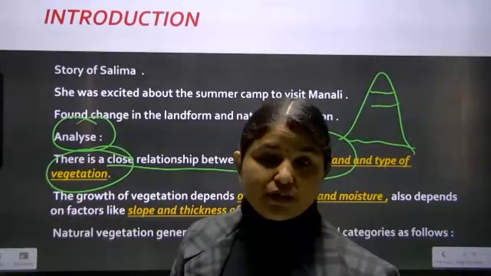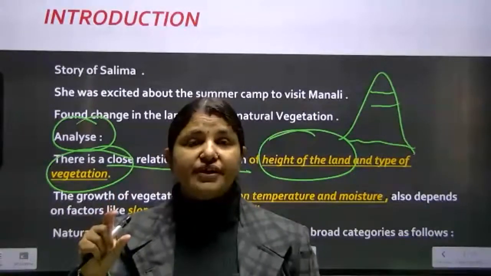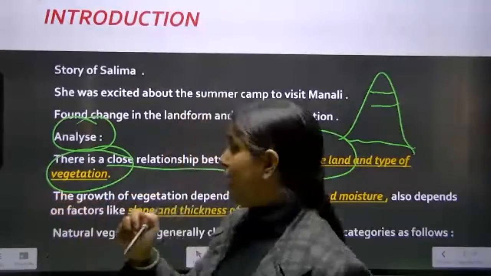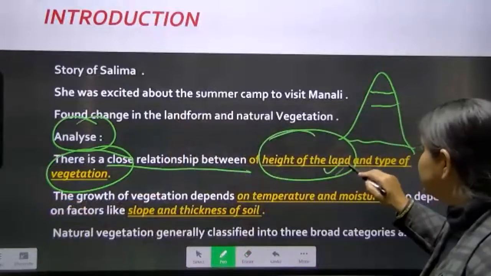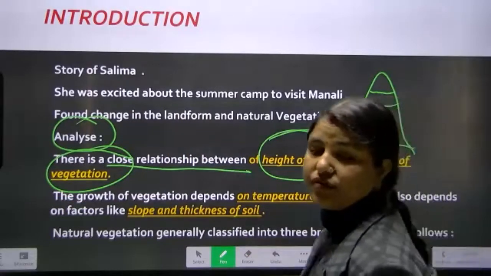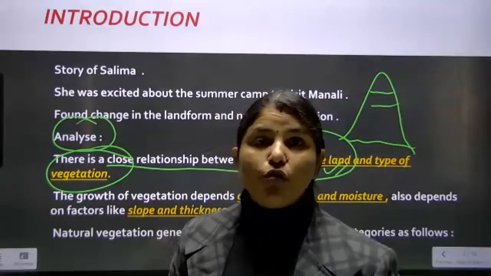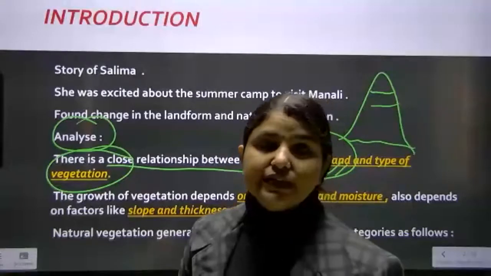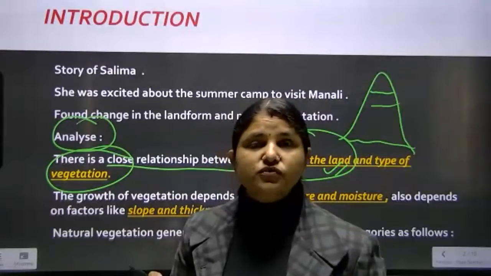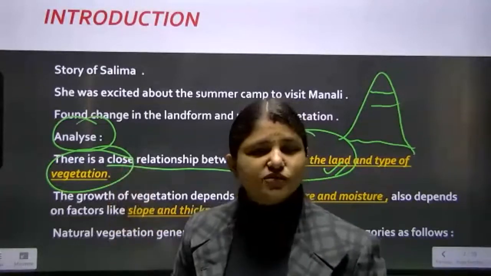Try to understand what I am saying: there is a great relation between the type of landform, landform you can say just like land, and which type of vegetation, which type of plants, we find there. Just like, can you tell me, the plants or trees which you find in Rajasthan, are the same there in Jammu and Kashmir?